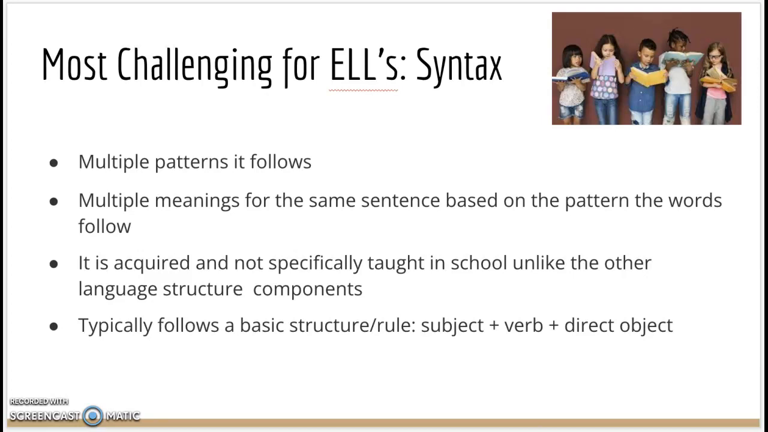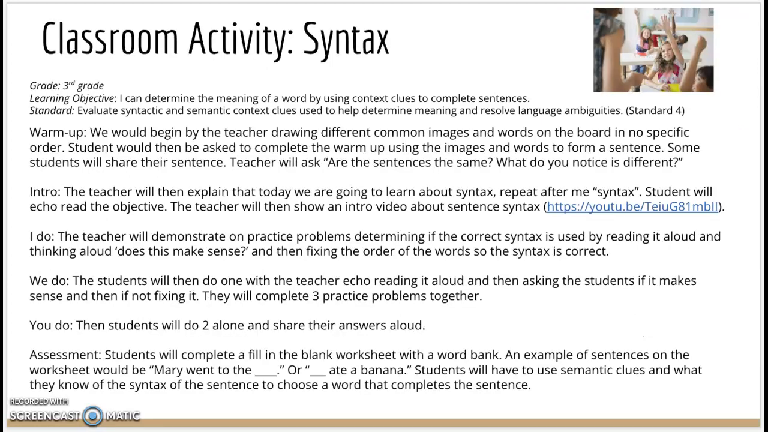However, like I said before, it follows multiple patterns and multiple meanings for the same sentence, so this can be really challenging for them as it's not direct and easy to understand. So I created a classroom activity based on syntax. This would be for a 3rd grade classroom.